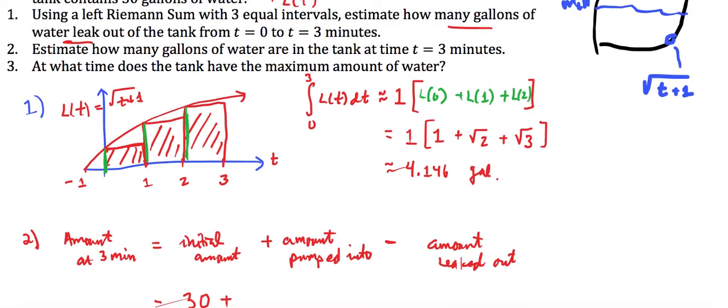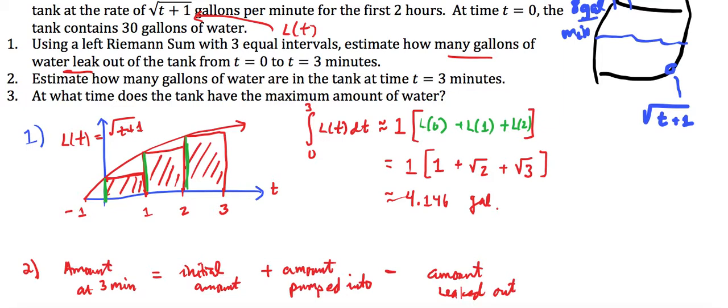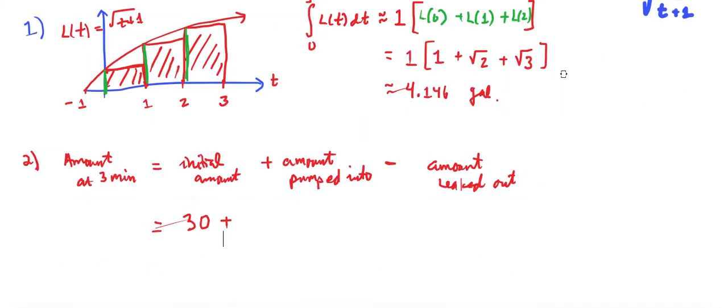Now this we haven't calculated yet, but if we go back to our brief picture here, the water is pumping in at 8 gallons per minute, and we're doing this for 3 minutes. So 8 gallons per minute times 3 minutes will give us the amount that pumped into the tank. And the amount that leaked out was equal to this, right? This is what we approximately calculated in number 1.